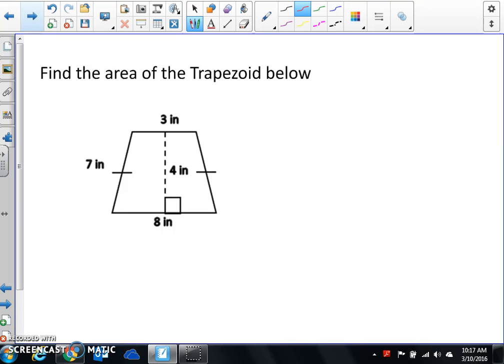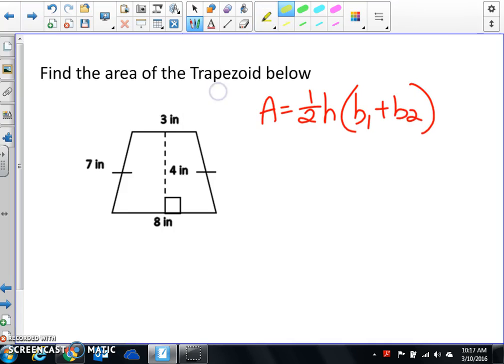Find the area of the trapezoid. So if you look on your formula, it says 1/2 height, B1 plus B2. So the first thing I'm going to look for is that right angle, because that touches the height and the base. And then remember, for a trapezoid, the bases are opposite, they're parallel.